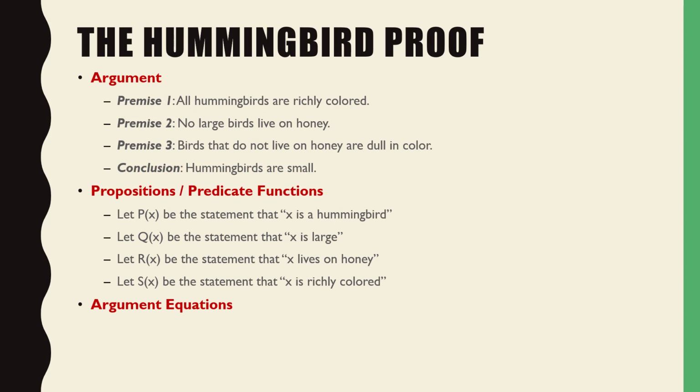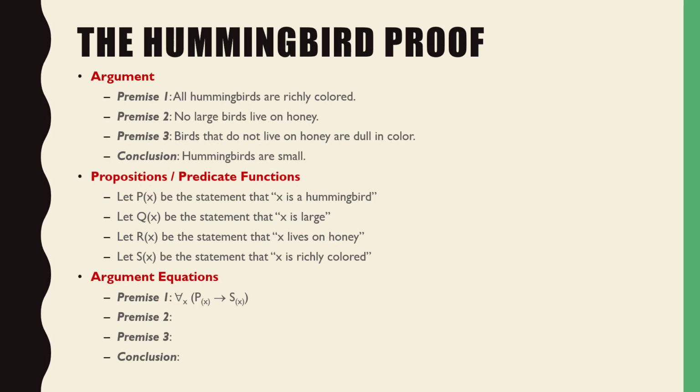All right, so now we're going to convert all this into equations, okay? Look at our arguments. Premise number one, all hummingbirds are richly colored. All right, I'll give you the first one here, okay? All hummingbirds are richly colored, which means for all x in the domain of all birds, right? P of x, which is if x is a hummingbird, therefore that hummingbird is richly colored. That's our first statement. Do you agree that that defines premise number one?